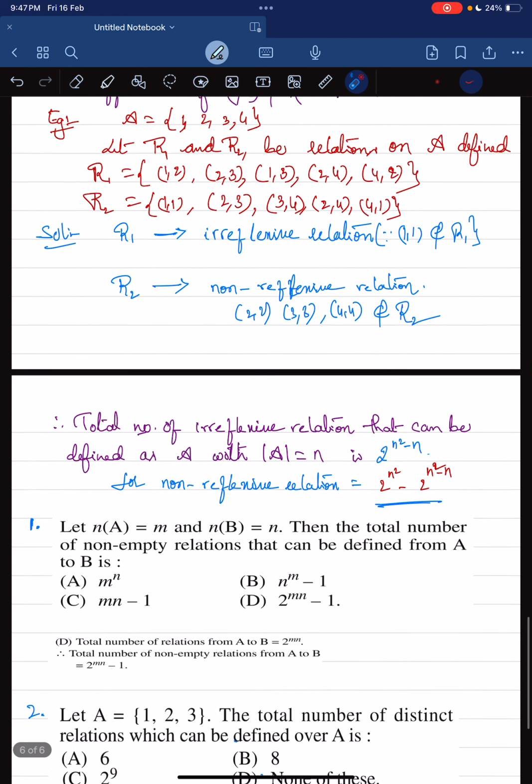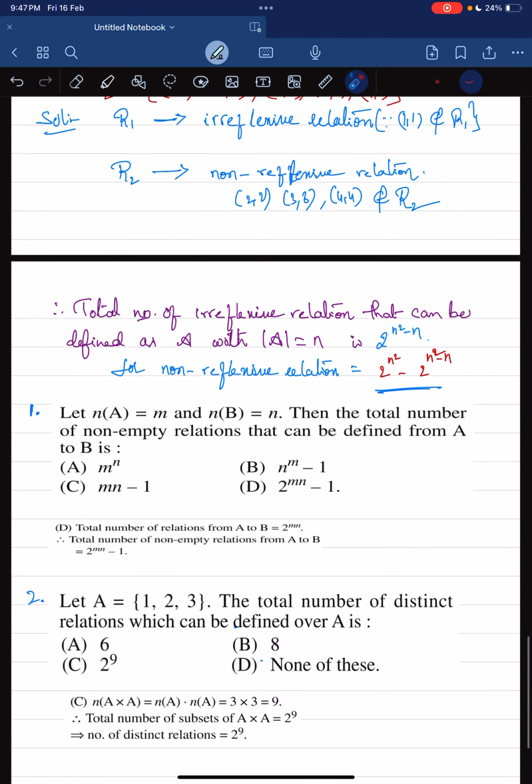In the next class we'll discuss symmetric relation, transitive relation, and equivalence relation with their problems.